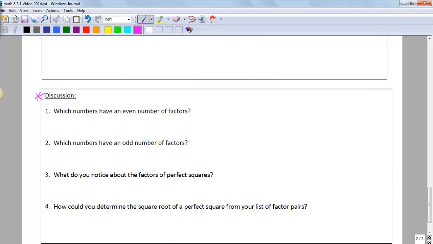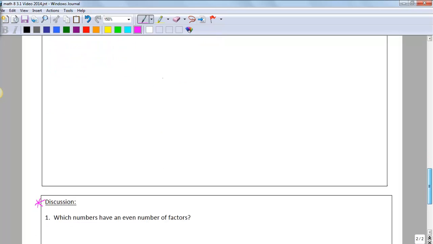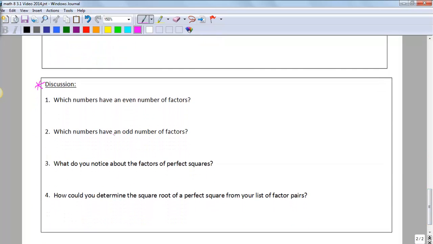Right? So this one says, which numbers have an even number of factors? So we went back to here. 24 and 25 both have even numbers, right? They have 2. This is 4. Right? They have an even number of factors. Which one has odd numbers of factors, right? So you have to wait and see.